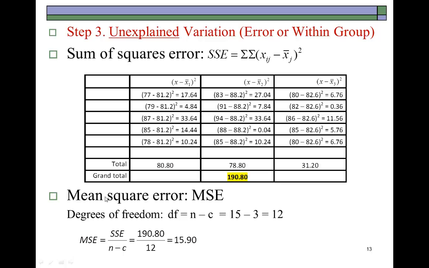Next, you calculate the mean square error, which is the variance form. In other words, you would be dividing the sum of squares error, which is 190.8, by the degrees of freedom for error, which is defined as n minus c, the overall sample size minus the number of treatments c. The overall sample size is 15, number of treatments c is 3, 15 minus 3 is 12, and that's your denominator. So when you divide that into 190.8, you get the mean square error of 15.9.